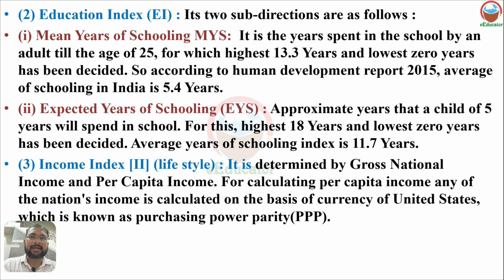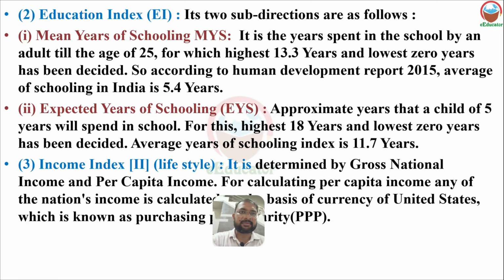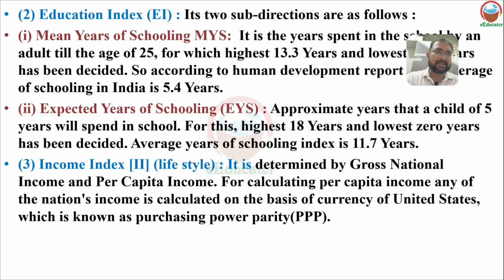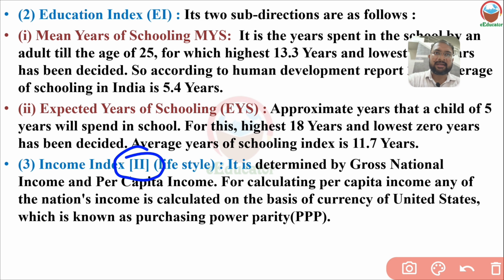Okay, third criterion, income index, the lifestyle of the people. So the income index is the third number here. Okay, so the income index is considered the lifestyle index. It is determined by the gross national income.